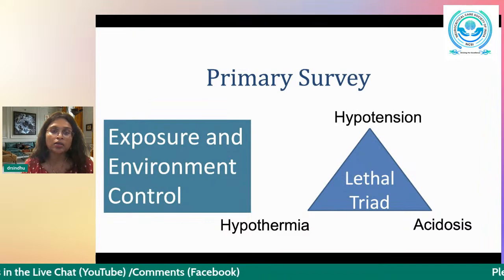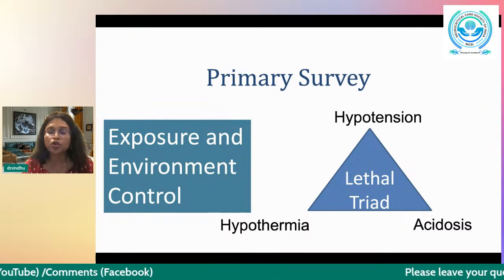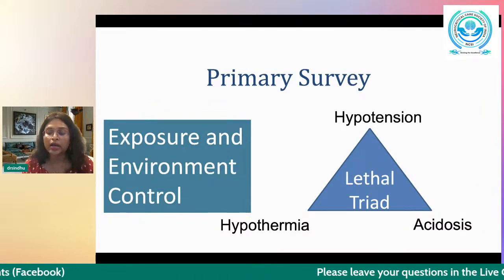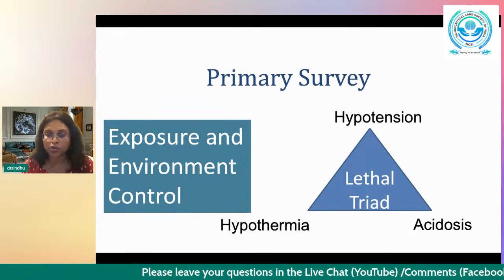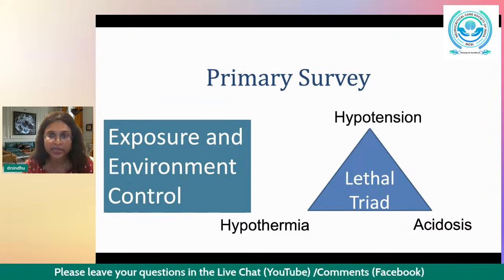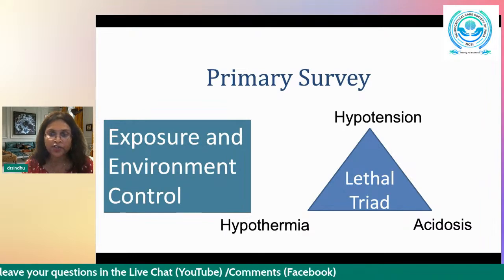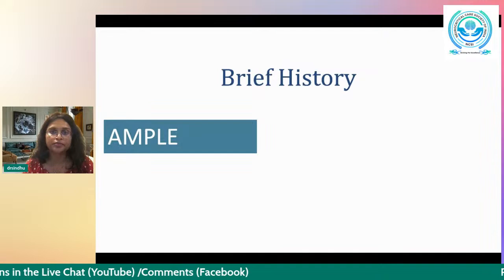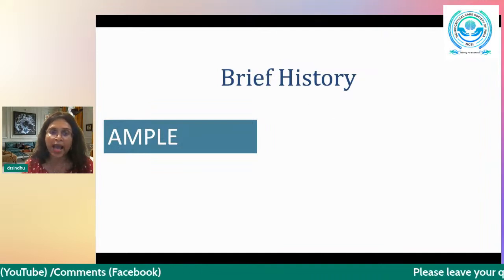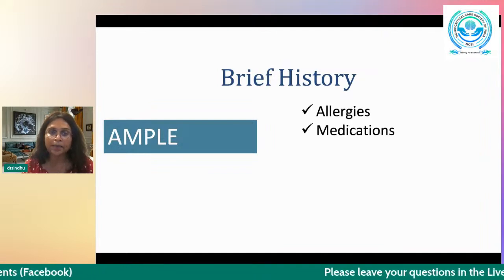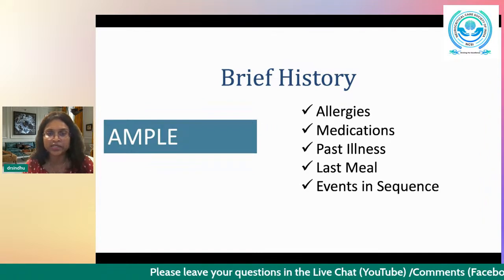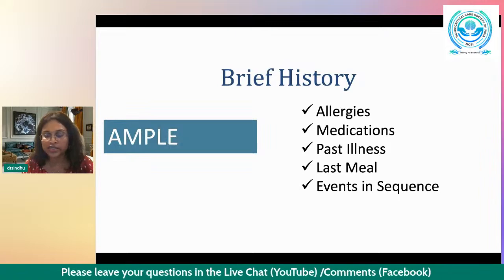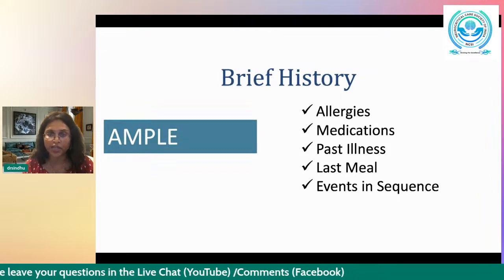In the primary survey, it's very important to maintain the temperature. Hyperthermia, definitely no, we should try to maintain the patient normothermic, but hypothermia is also very deleterious, mainly because of this lethal triad, which is not good for the patient. Now, what brief history? This is the AMPLE history, which stands for allergies, medications, past illness, the last meal the patient has taken, and the events in sequence. This is all that is enough at the time when the patient comes to us.